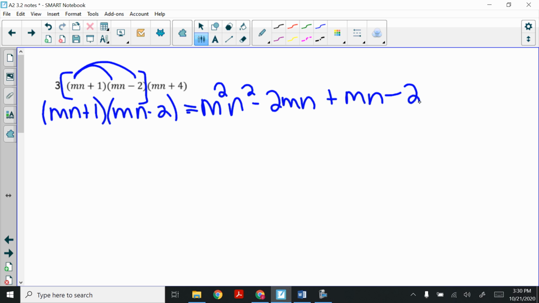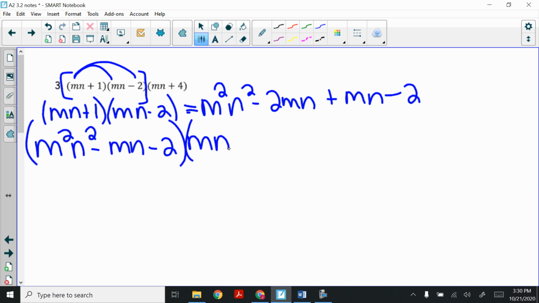I'm going to go ahead and combine like terms there. So I get m squared n squared. Negative 2mn plus mn gives me minus mn minus 2. So that's what I get when I multiply the first two together. So now I want to take that, multiply by the last polynomial, mn plus 4.